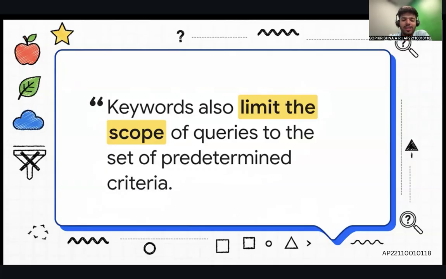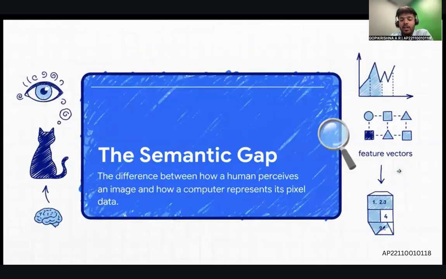Sounds awesome. So, what's the real issue? When you search with keywords, you're not actually searching the picture. You're searching someone else's description. So you're totally limited by their words, their perception. And this whole problem leads us to a really important idea in computer vision.